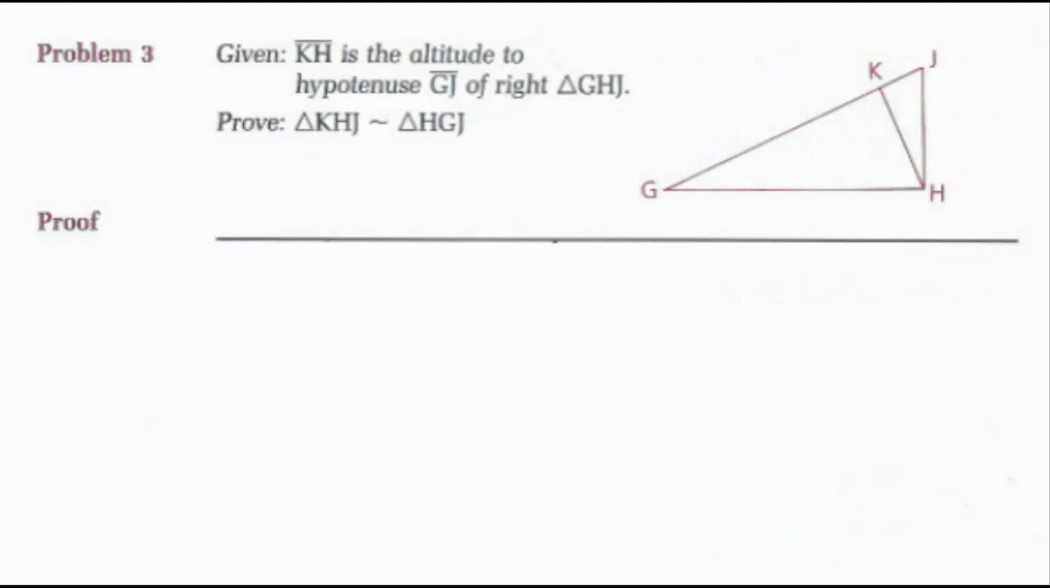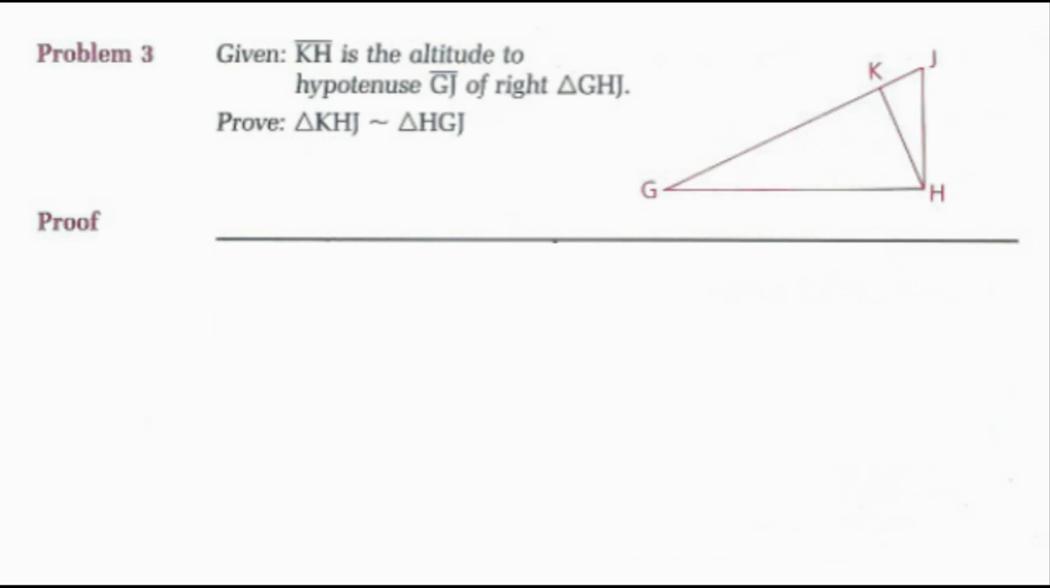Looking at problem 3, we're given that KH is the altitude to hypotenuse GJ of right triangle GHJ. I want to prove that triangle KHJ is similar to triangle HGJ. So this triangle here is similar to the big triangle here. Now let's look at our givens and derive some information.